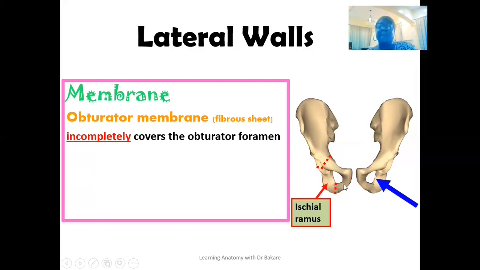We also have another bone at the front here, which is the pubis. This is the pubis here in the anterior part. This is the body of the pubis. The body of the pubis is the region where we have the formation of the pubic symphysis.